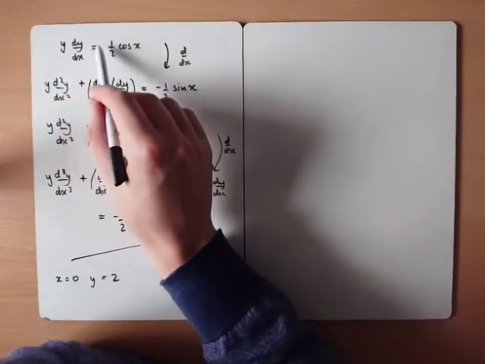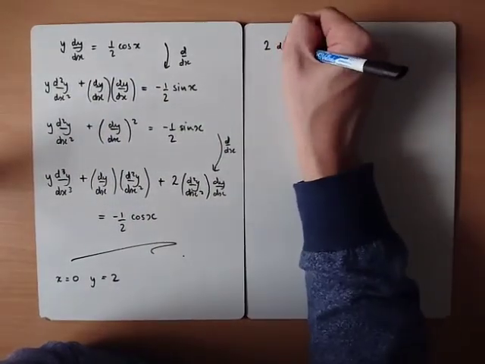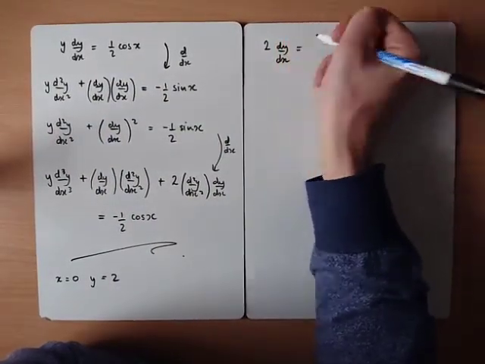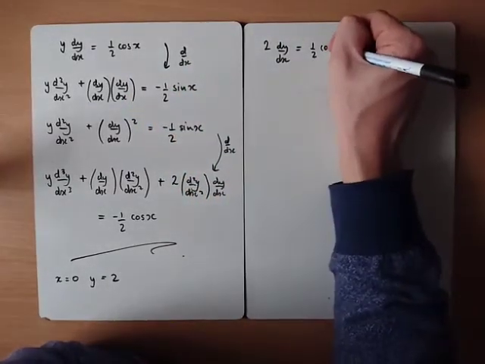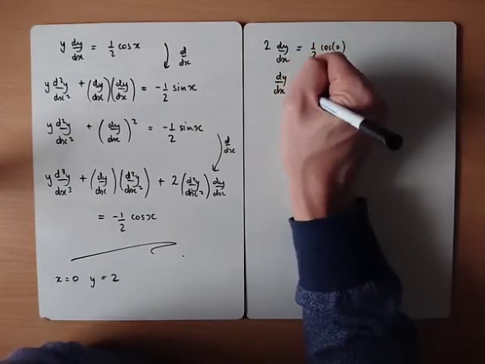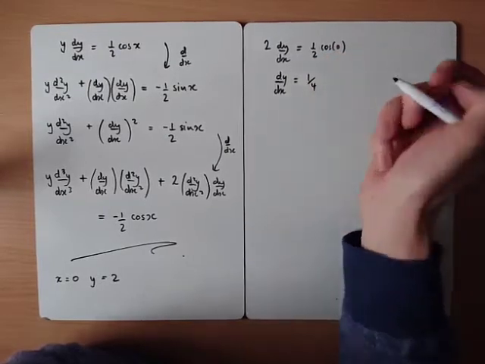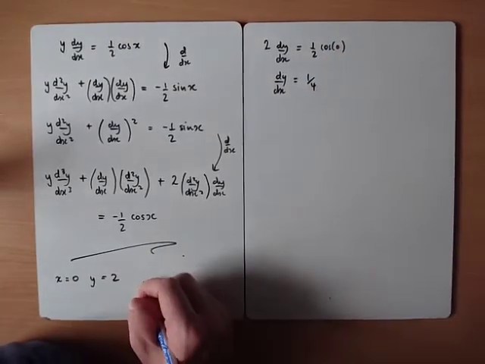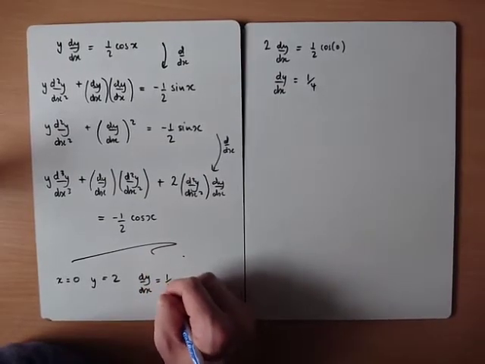So we've got y dy by dx equals a half cos x. So 2 dy by dx would equal a half cos of 0. Dy by dx would equal, cos of 0 is 1. So dy by dx would equal a quarter. So now we know x equals 0, y equals 2, we know dy by dx equals a quarter.